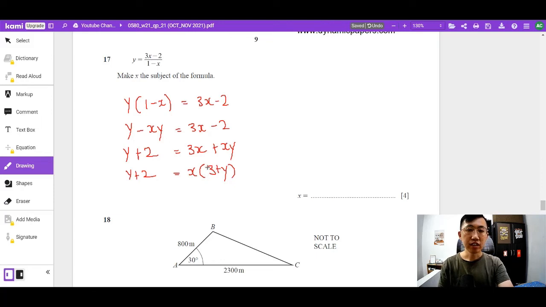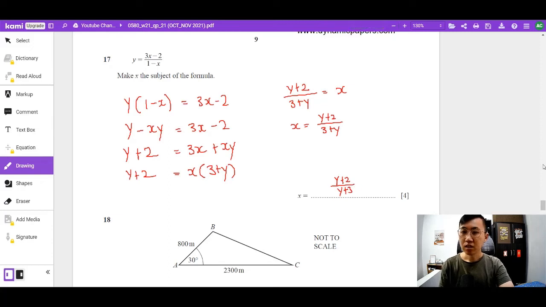So another thing that you can observe here, side by side means multiply. So I'm going to shift the whole bracket down to become divide. So y plus 2 over the bracket was 3 plus y equals to x. So I shift this whole thing downward to become divide over here. So we already have the answer actually. So y plus 2 over 3 plus y, or you want to write y plus 3 is the same. So we can write like y plus 2 over y plus 3. So that is the answer.